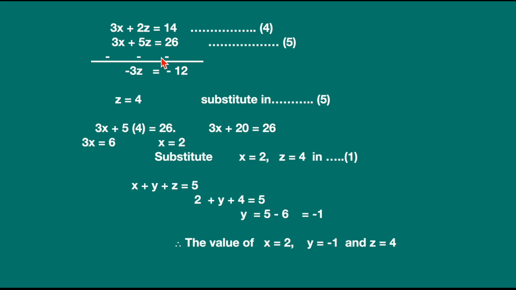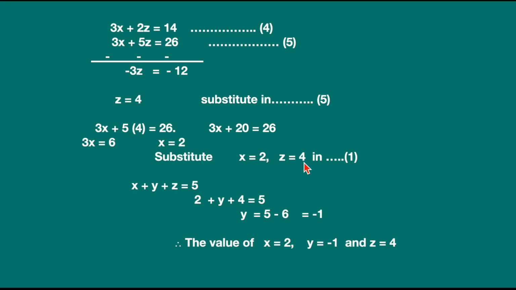Now this value you can substitute in any one of these equations. Z is equal to 4. I have taken the fifth equation. I put z is equal to 4 and simplified it. I got the value of x as 2. Now I got x and z.